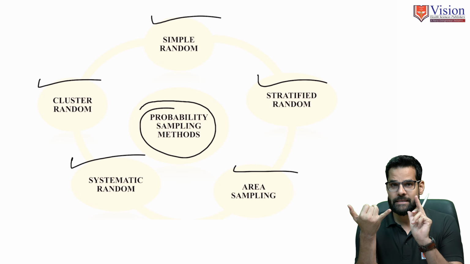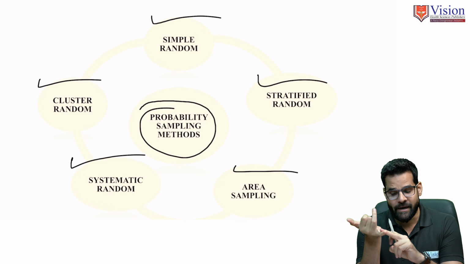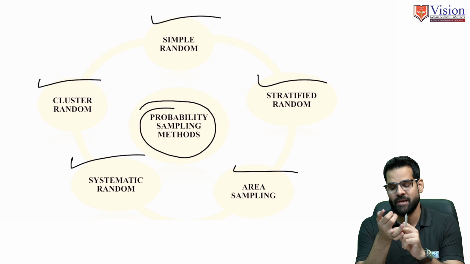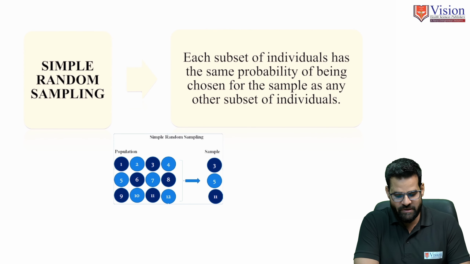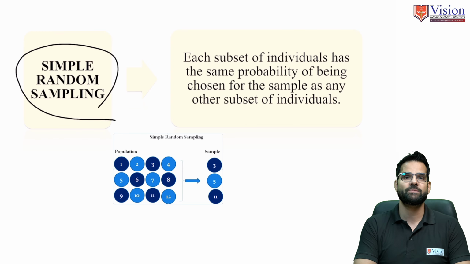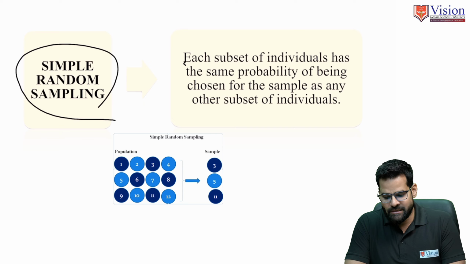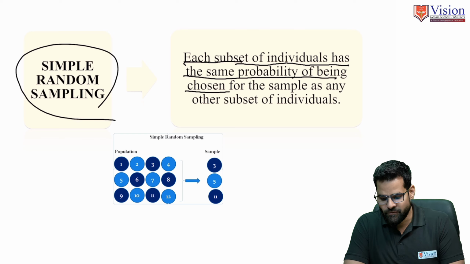Which ones did I tell you? Simple random sampling, stratified random sampling, area sampling, systematic sampling, and cluster sampling. Please do remember that. Now, first we'll talk about simple random sampling. What is simple random? The name is simple. Each subset of individuals has the same probability of being chosen for the sample as any other subset of individuals.